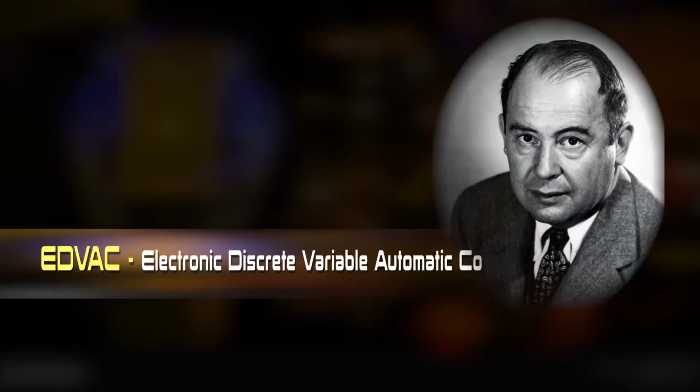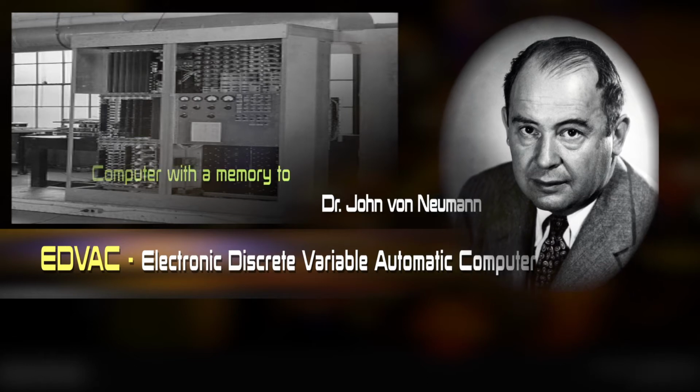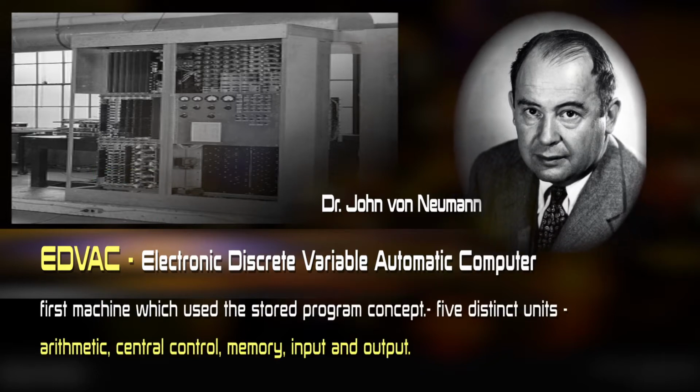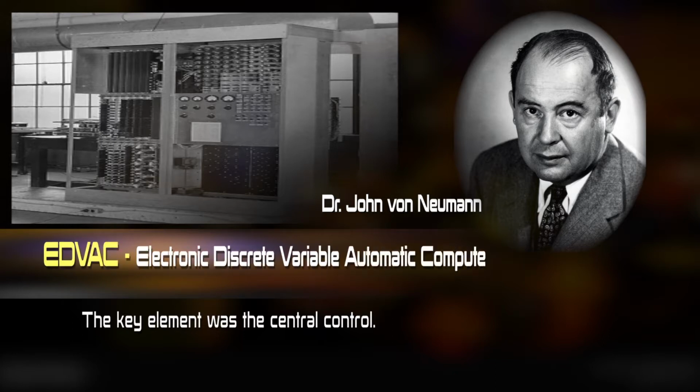In the mid 1940s, Dr. John von Neumann designed the Electronic Discrete Variable Automatic Computer, the EDVAC, with a memory to store both program and data. This was the first machine which used the stored program concept. It had 5 distinct units: the arithmetic, central control, memory, input and output. The key element was the central control. All the functions of the computer were coordinated through this single source, the central control. The programming of the computer was done in machine language.